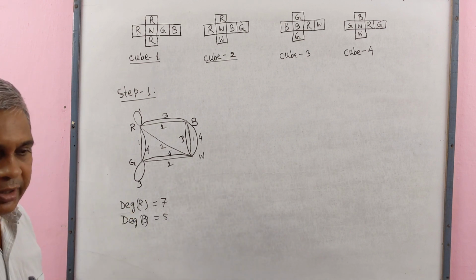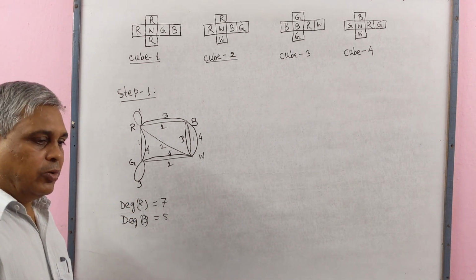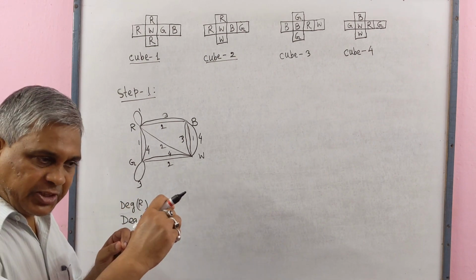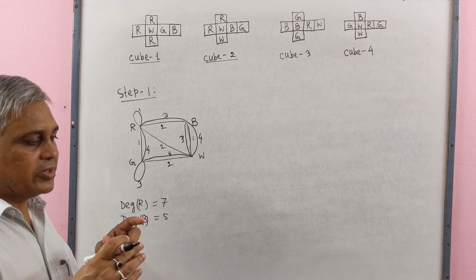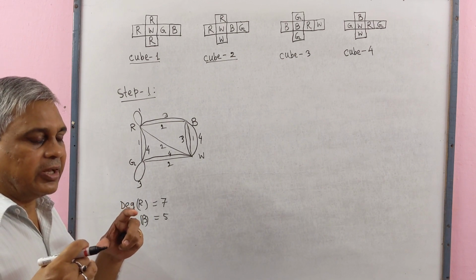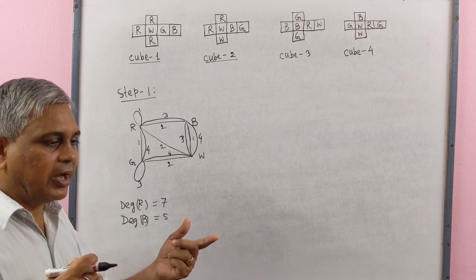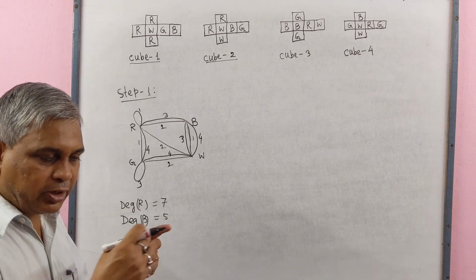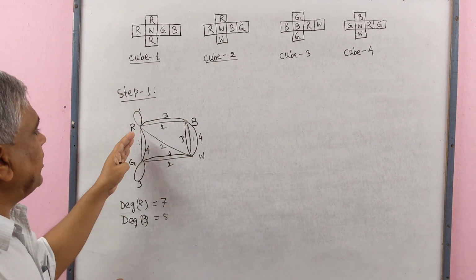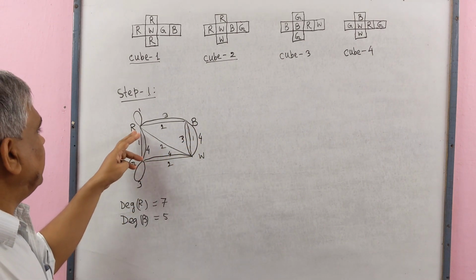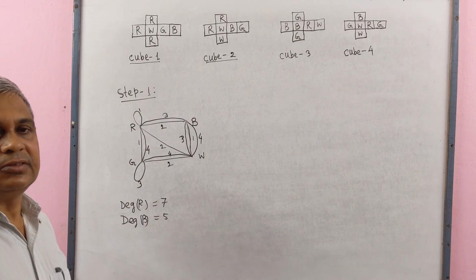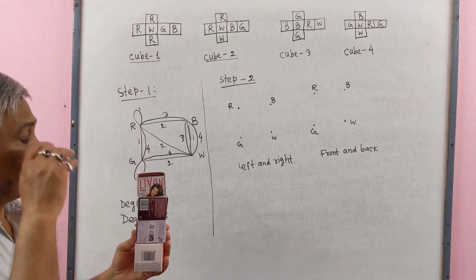We have drawn the graph for each cube, joining the edges of the opposite faces. Opposite faces means if one face is color W and the opposite face is R, then we join WR. Similarly, we have got different edges. We have only 4 vertices, meaning 4 colors. Now we go to step 2.